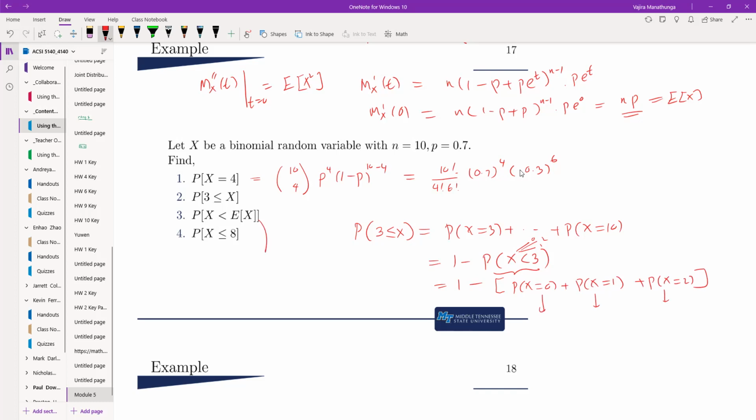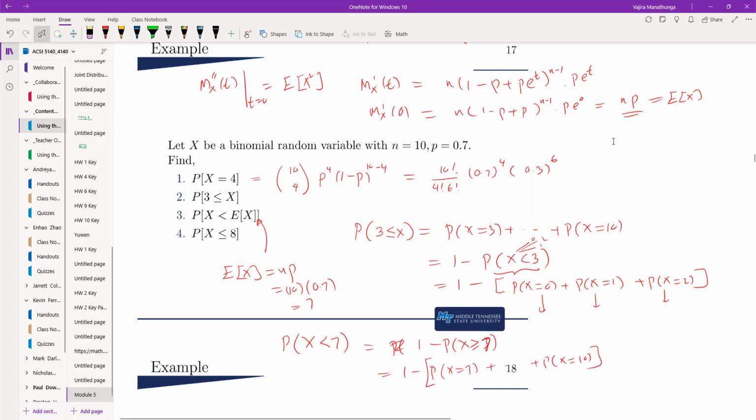So here you can see another question asking for the probability that X is less than the expected value of X. So what's the expected value? It's np. In this case, n is 10, p is 0.7. So it's 7. So you are calculating the probability that X is less than 7. You can go the other way, 1 minus the probability that X is greater than or equal to 7, using the complement rule. That's going to be the probability X equals 7 all the way up to the probability X equals 10. Okay, so you can do these kinds of problems and practice your skill.